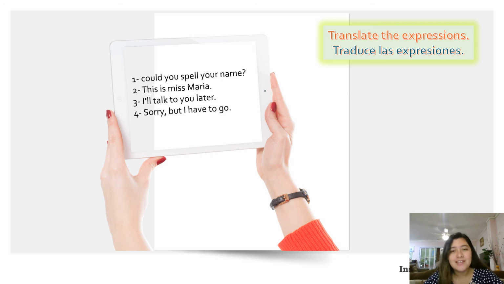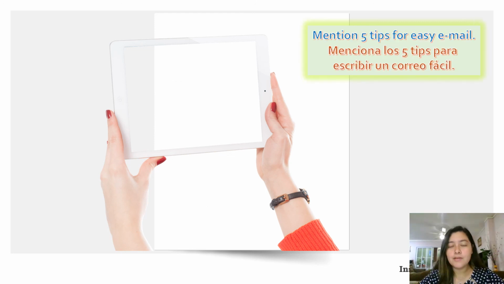Very good. Let's continue. Muy bien. Continuemos. In this section, you are going to mention 5 tips for easy email. Menciona los 5 tips para escribir un correo fácil. Very good. Let's continue.